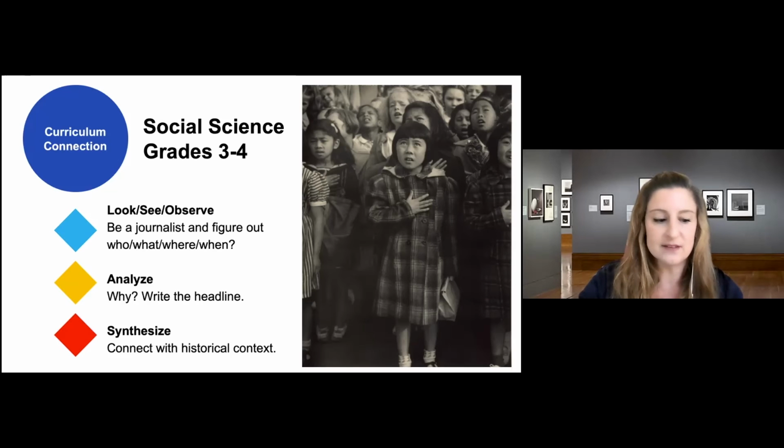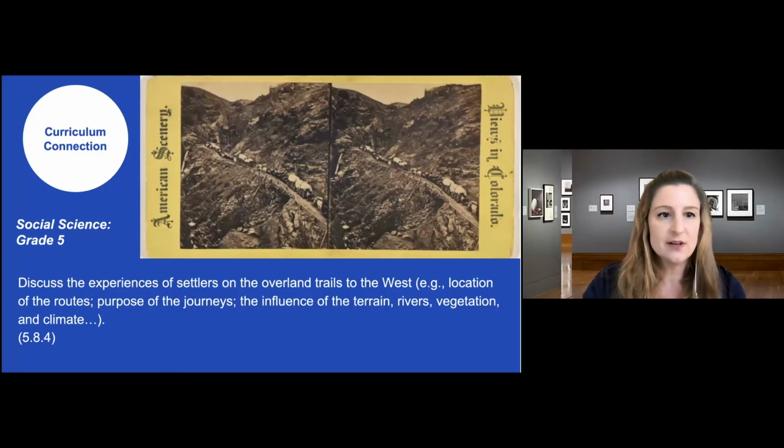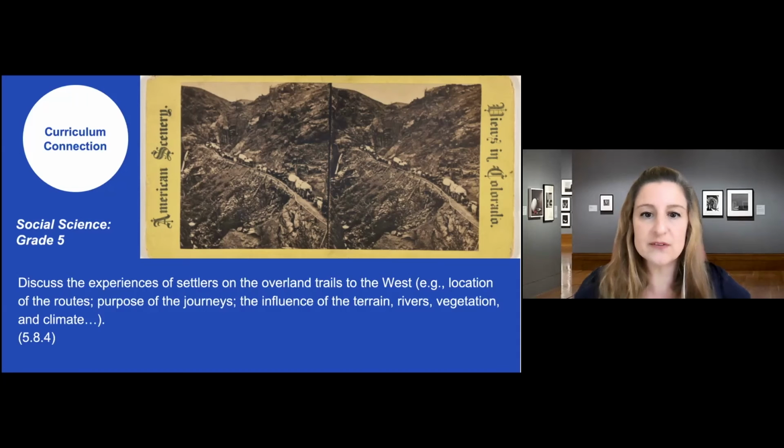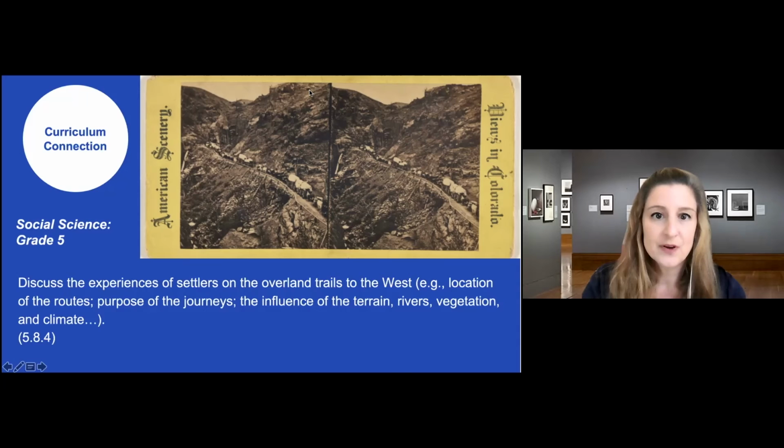So we have one last example for social science. This covers the 5th grade standard that says, discuss the experience of settlers on the overland trails to the west, e.g. location of the routes, purpose of the journeys, the influence of the terrain, rivers, vegetation, and climate, and there's more in there. Now, for a warm-up for this image, I'm sure you're having trouble seeing it because I've condensed it onto this slide.